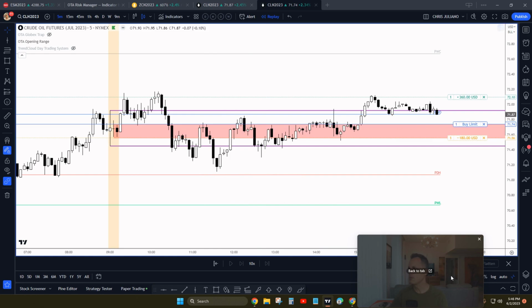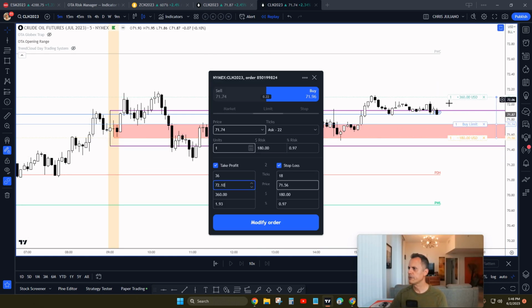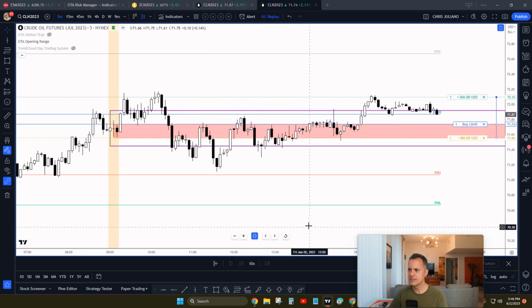There's your entry point, proximal line, and it goes up, boom, hits your 2 to 1. See? 2 to 1 right there. When you're back testing this, guys, that's how you manually back test it. So it hits your 2 to 1, you risk 180, you make 360, beautiful trade.